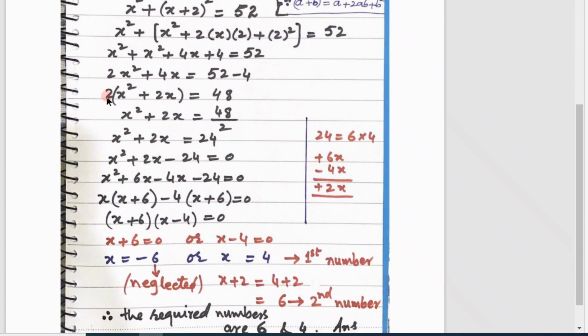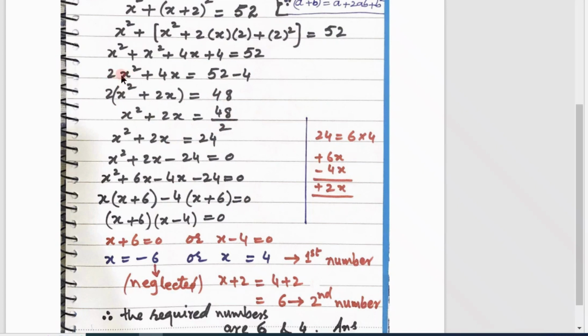Now this 2 is being multiplied with x square plus 2x. So when we shift it towards the right side, it will divide. After shifting to the right or left side, the numbers change their position according to the rules of algebra. This is the rule of algebra: when a number is being multiplied with some number and we shift it towards the right side, it will divide the right side. The right side is 48, so 2 will divide 48. All right.